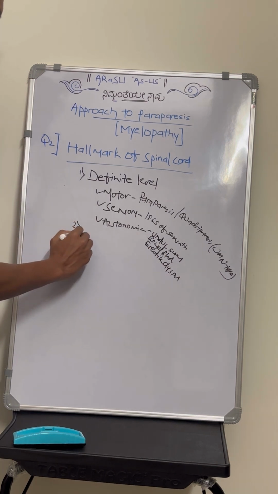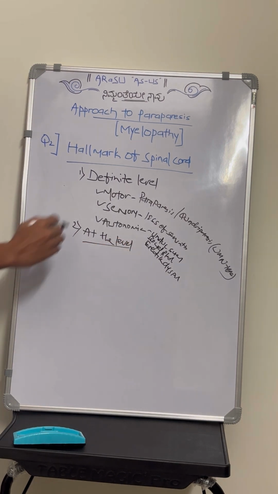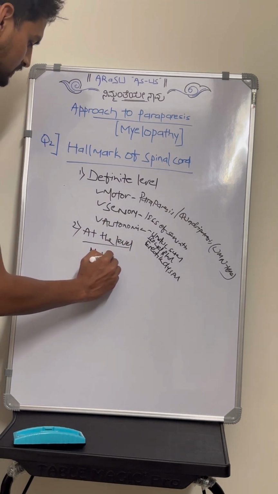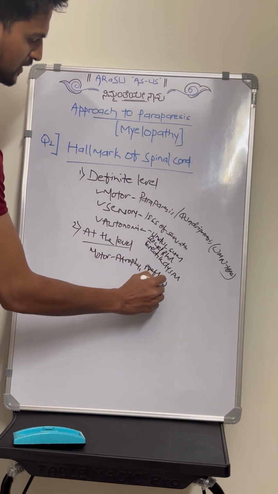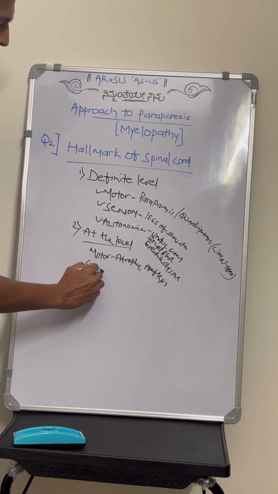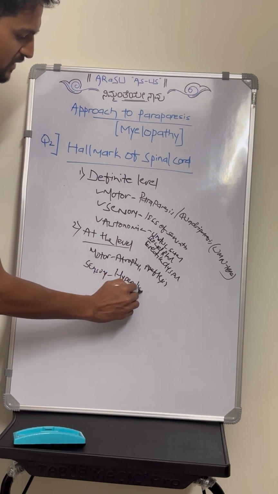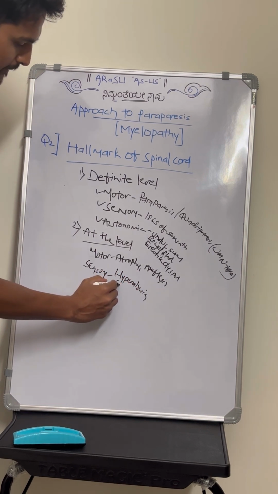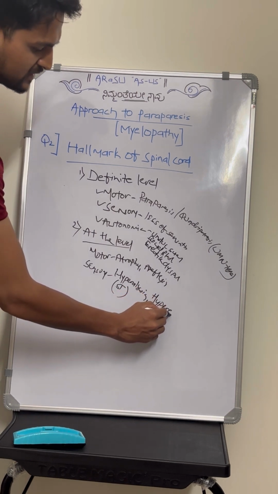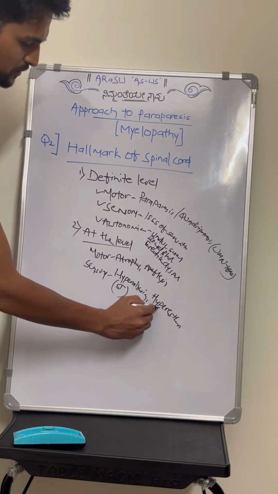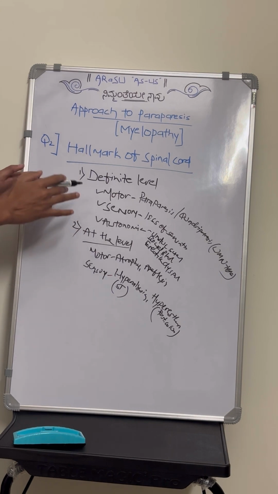And at the level of lesion, in motor we can see atrophy and areflexia at that level. In sensory, at the level of lesion, we might see hyperalgesia, involvement of the spinothalamic tract, whereas another feature might be hyperesthesia, again suggestive of posterior column involvement. This will be at the level of lesion. So we have to look for this.